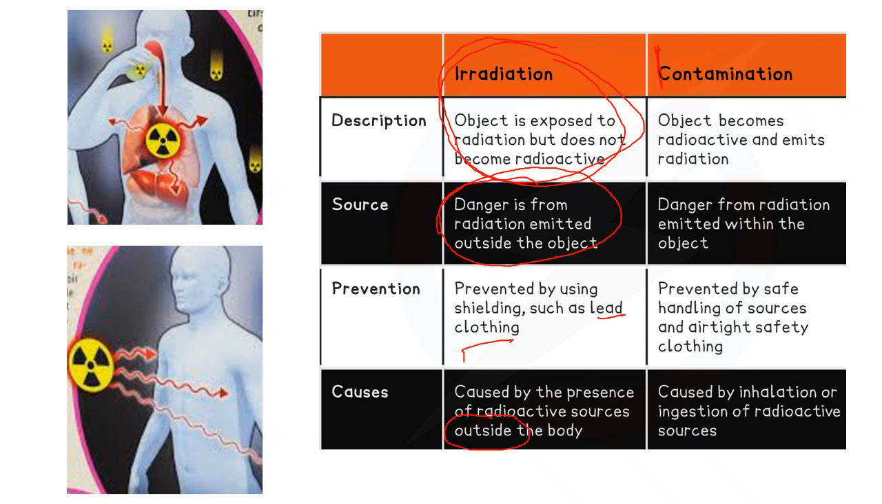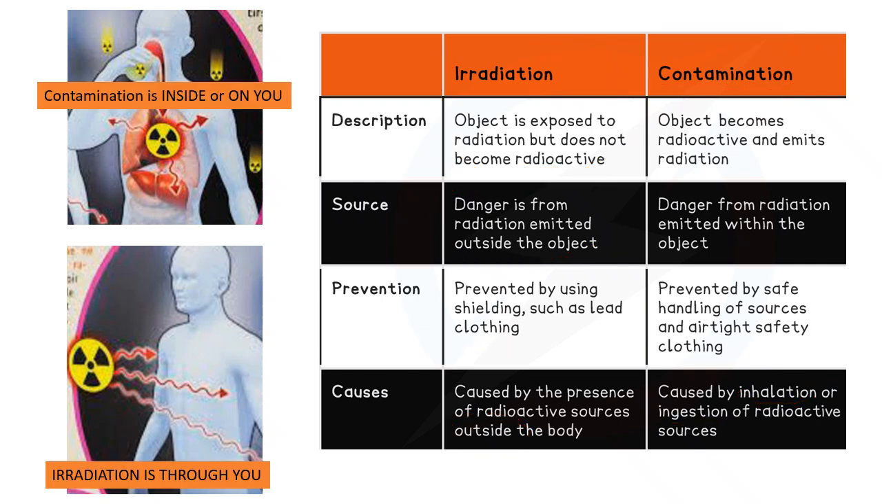But look at contamination now. Contamination. So the object becomes radioactive and emits radiation. The danger is from radiation emitted within the object, prevented by safe handling of sources and airtight safety clothing, and it is either inhaled or ingested. So now it is on you. Okay.